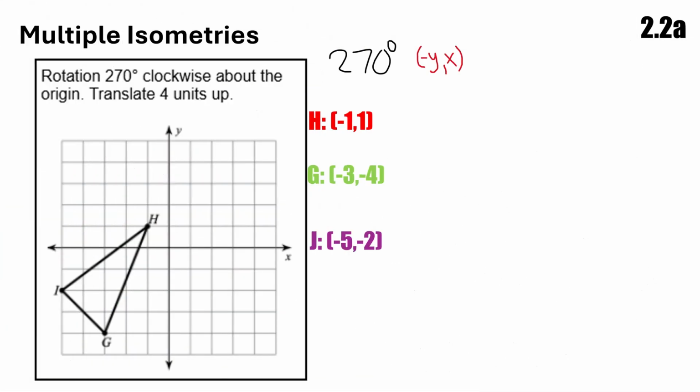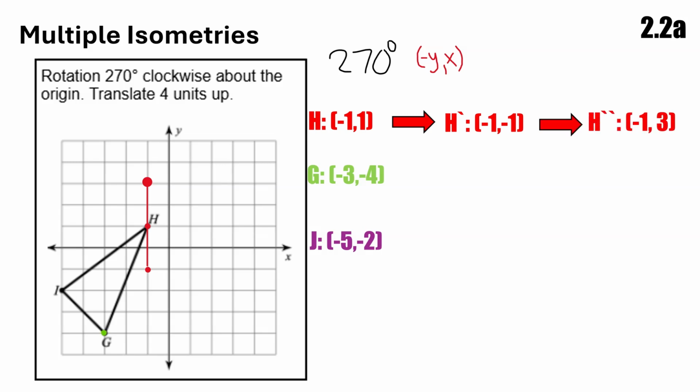In this problem, the triangle will be rotated 270 degrees clockwise about the origin, and then translated 4 units up. Recall the rule for a 270-degree rotation about the origin is (-y, x). When performing the 270-degree rotation rule to H, the new point H prime will be located at (-1, -1). Next, plot the point on the graph and translate the point 4 units up. The new point will be located at (-1, 3).